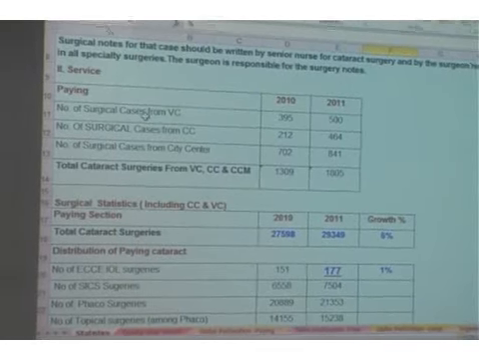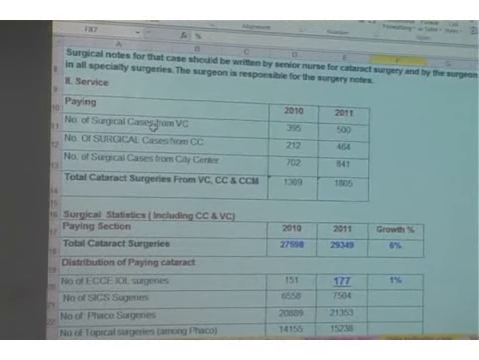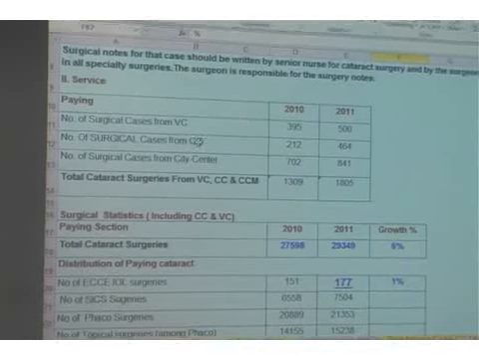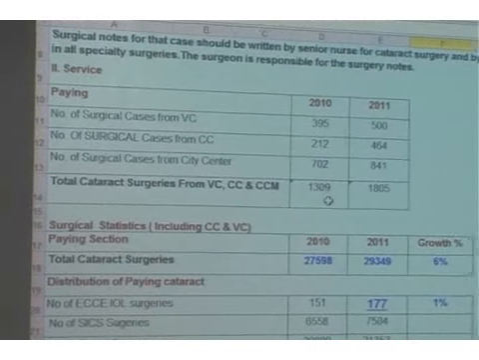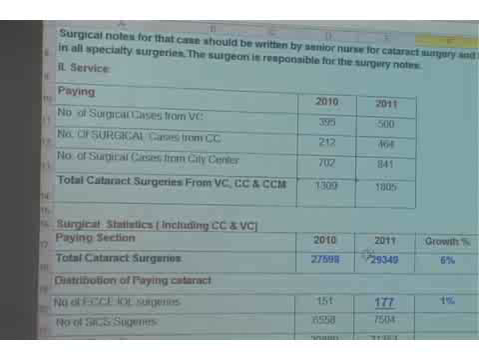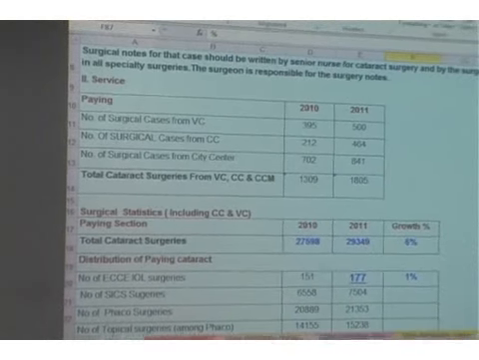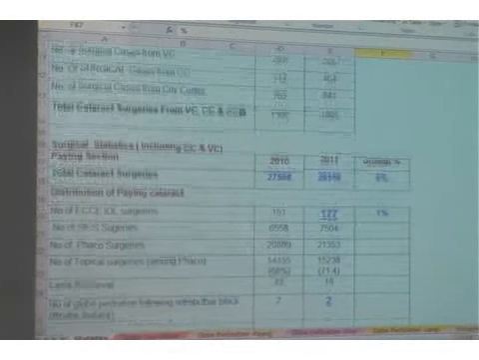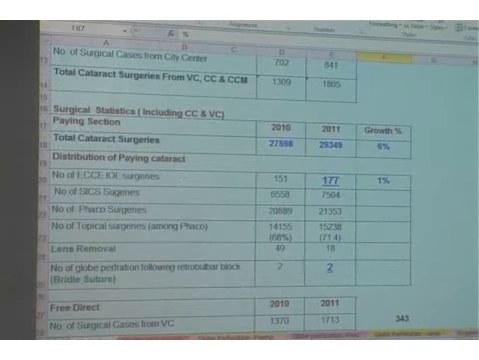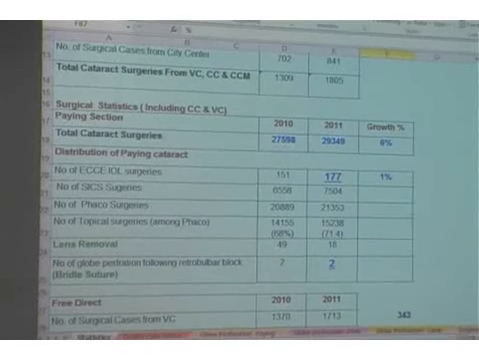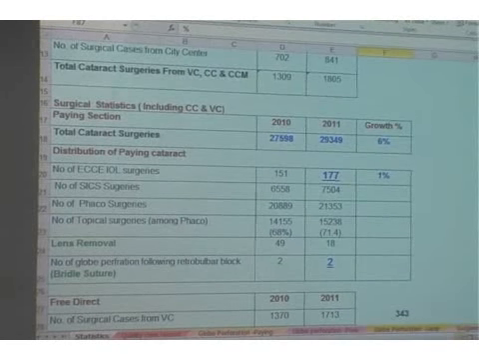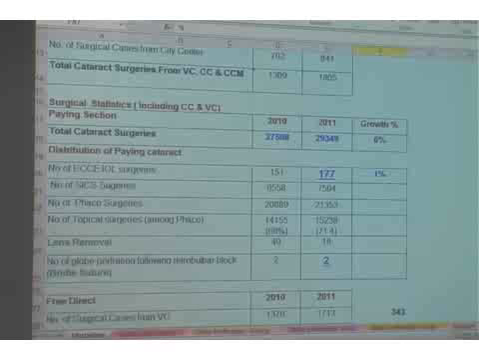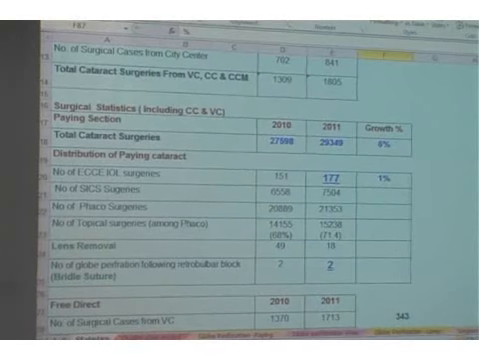This is paying cases, and where these patients came from. You know that we have vision centers, community centers, city centers from where the patients came. The total volume of patients, we have done about 29,000 patients last year, which is 6% more than the previous year. That is one benchmark we try to see: whether the volume has gone up. If the volume has not gone up significantly, or if it has gone down, we would like to see the reasons.